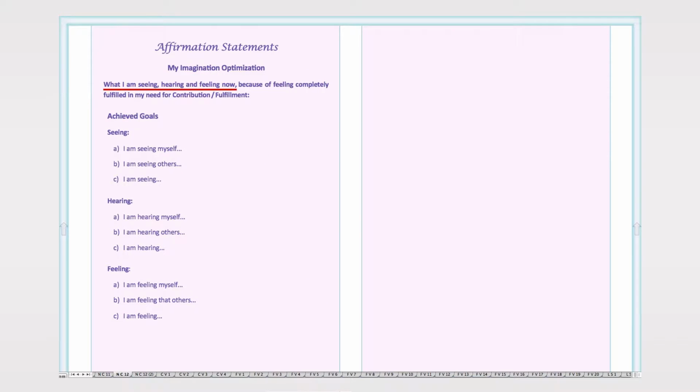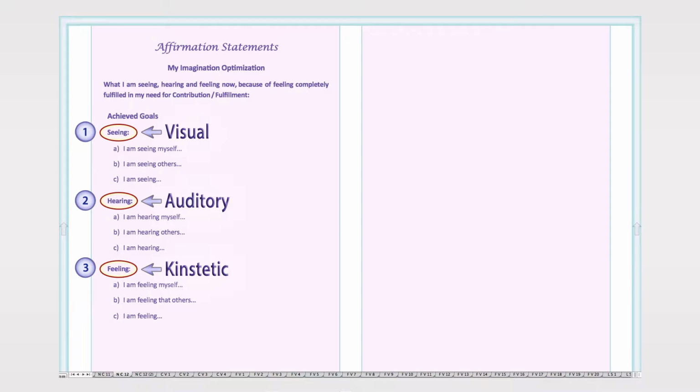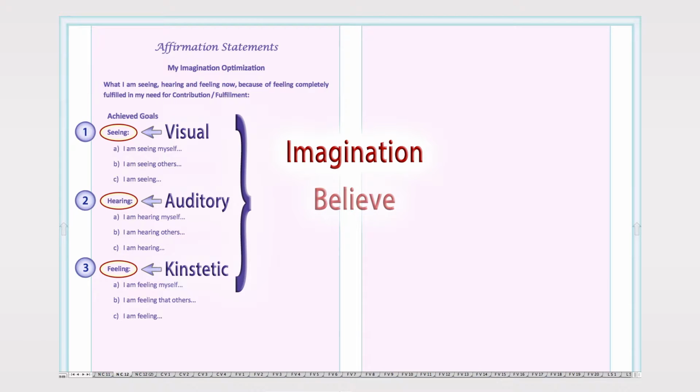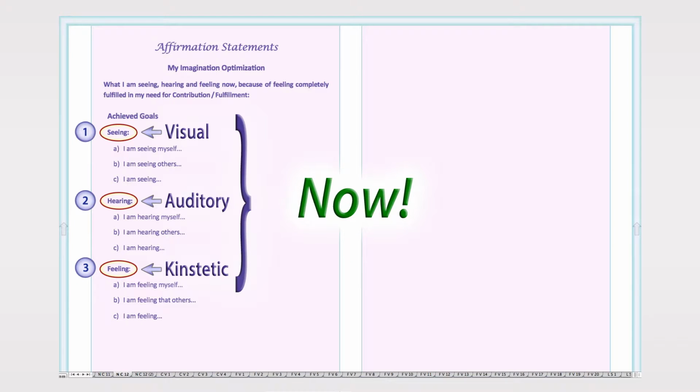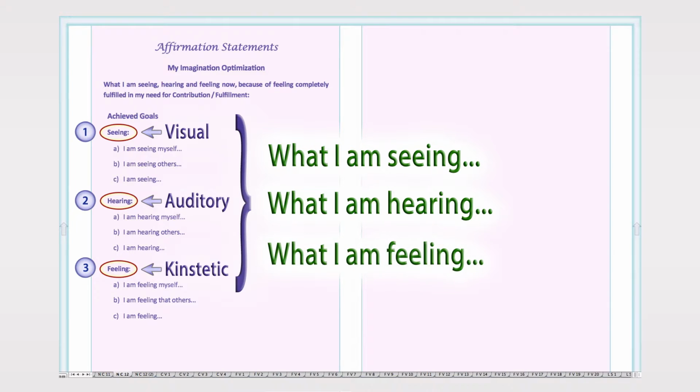Going back to the sentence, what I'm seeing, hearing, feeling now, each of us has 3 learning modalities: visual, auditory, and kinesthetic, or feeling. We are usually stronger in one learning modality than the other 2. However, by combining all 3 learning modalities in the following imagination optimization practice, you will strengthen your imagination, belief, and manifestation capabilities. This practice involves imagining seeing, hearing, and feeling your desired manifestations as being realized now, and the statements are written out like this: what I am seeing, what I am hearing, what I am feeling.